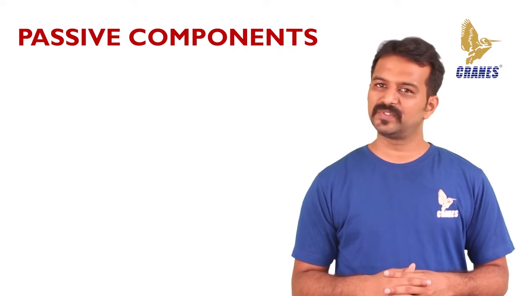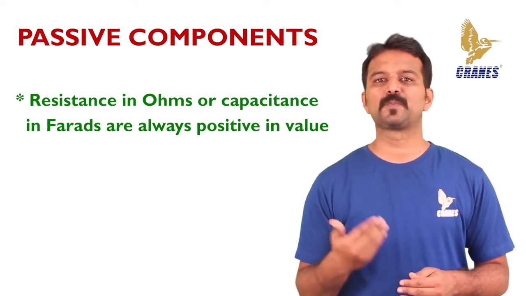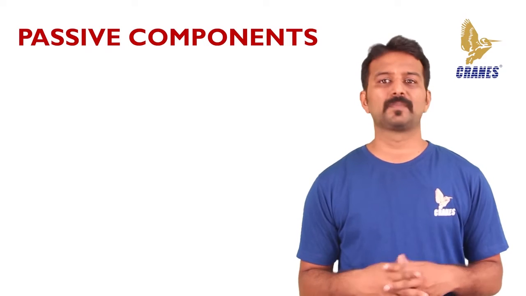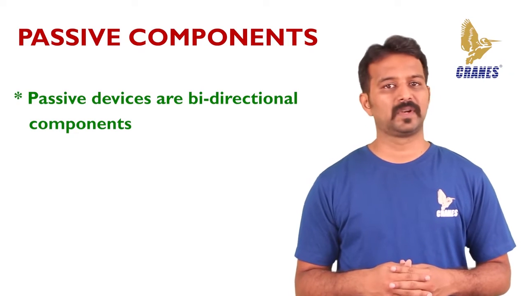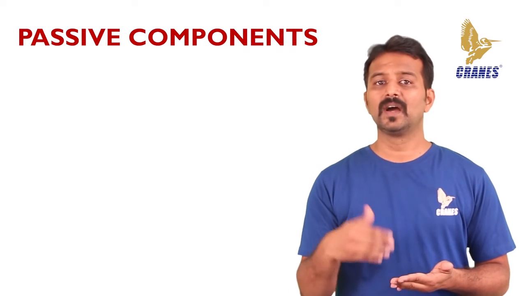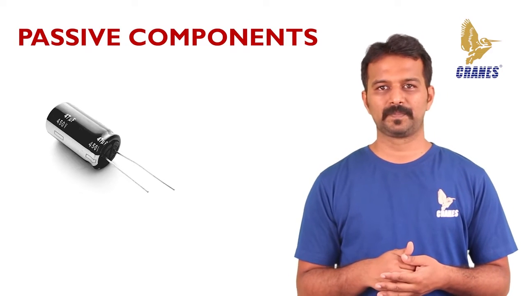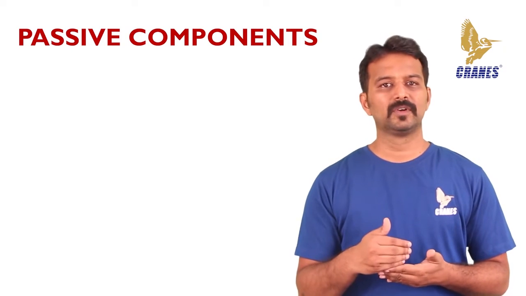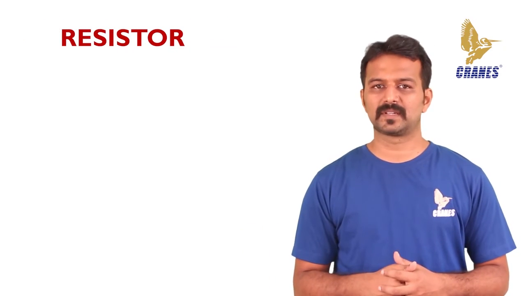The component values of passive devices, such as resistance in ohms or capacitance in farads, are always positive in value, that is greater than 0 and never negative, although some components may have negative coefficients. Passive devices are bidirectional components, that is they can be connected either way around within a circuit unless they have a specific polarity marking such as electrolytic capacitors. The polarity of the voltage across them is determined by the conventional current flow from the positive to the negative terminal. Let's look at a resistor.